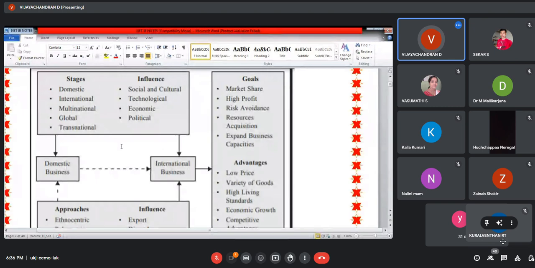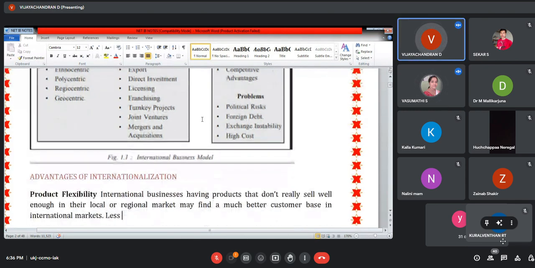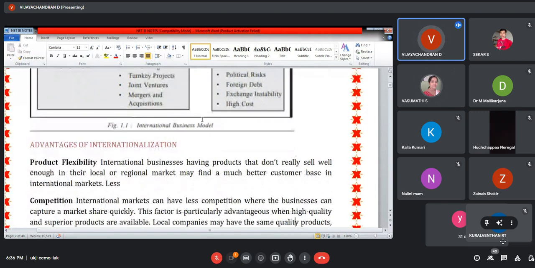So the first one is stages, second is influence, and third is the approaches. What are the approaches in international trade? How can you go for international trade? What are the ways you can go for international trade? Okay, first I'm going to talk about the advantages. So first we are going to see step by step.